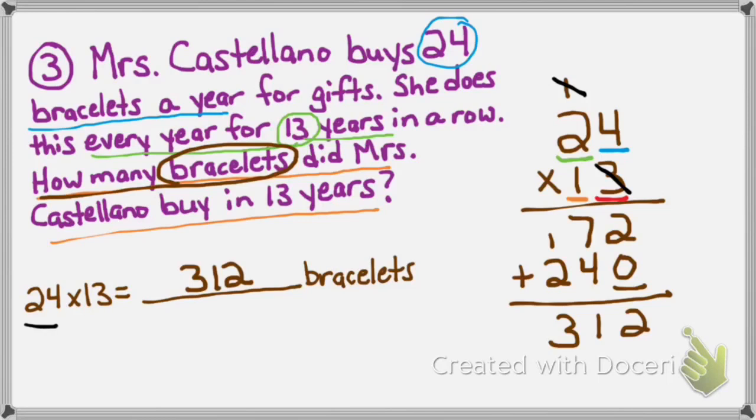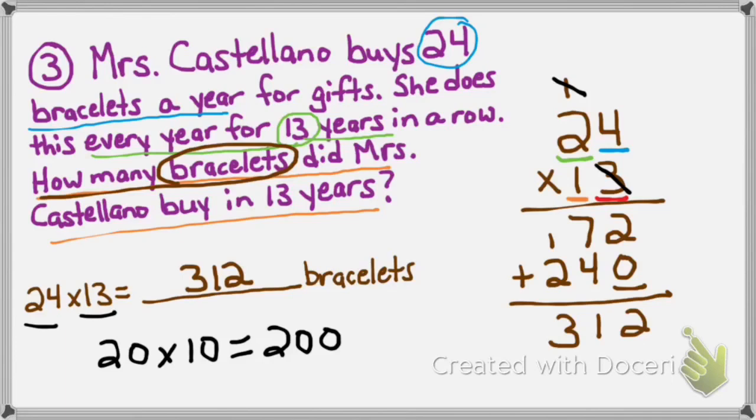I'm going to say 24 rounds to 20, and 13 rounds to 10. And 20 times 10, well, basic facts, 2 times 1 is 2. Tack on my 2 zeros is 200. So when you're in the hundreds, it's around the same amount. It's not like I said my answer should be 20 and I got 300. They're still in the 100s. So this is a reasonable answer.